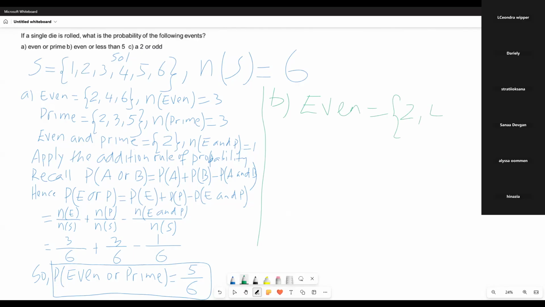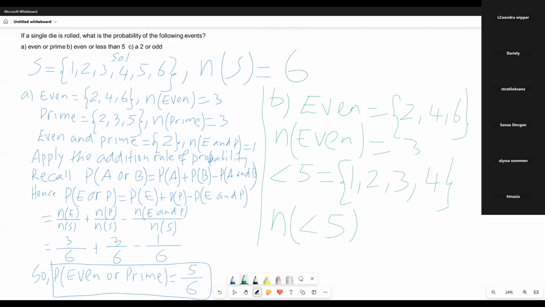It's 2, 4, 6. So n of even equals 3. The second event is less than 5. So that will be 1, 2, 3, 4. So n of less than 5, we got 4 outcomes. Right?